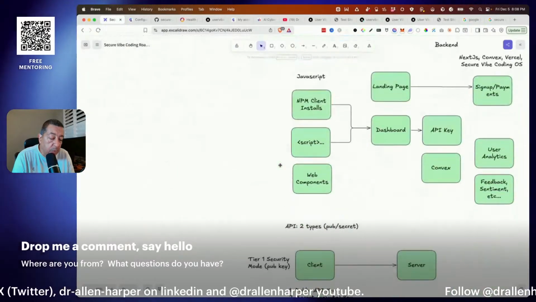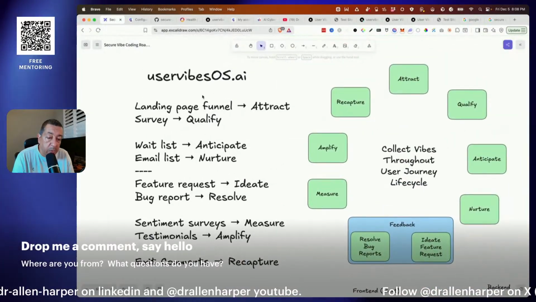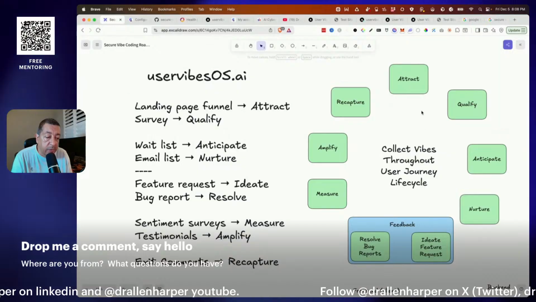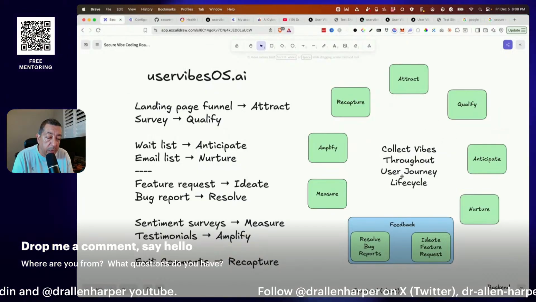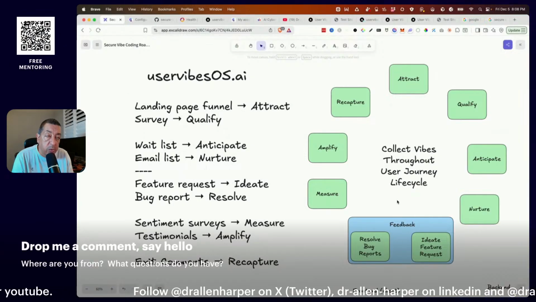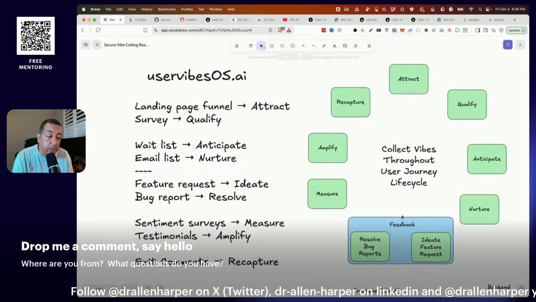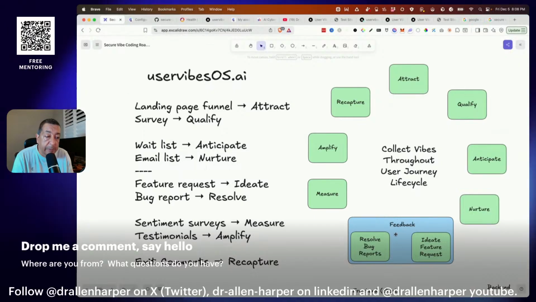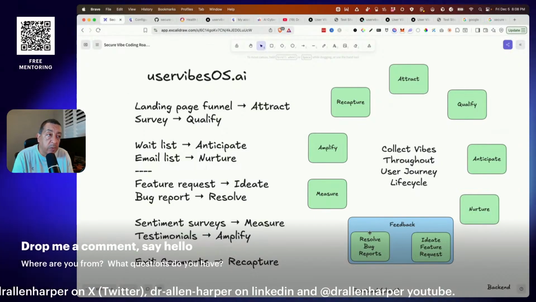All right, so once again, we're building this app called User Vibes OS, and it collects vibes from the user throughout the user journey lifecycle. But we've been focusing on the feedback module here, and that is complete. Okay, so that's our minimal viable product, and we will be going to market here soon, okay?